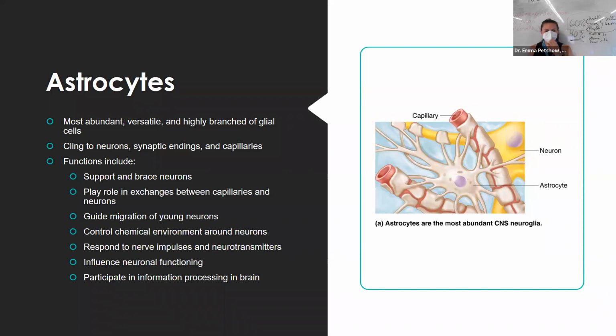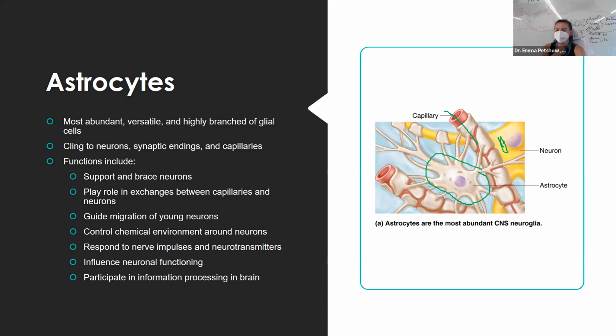So our astrocytes are the most abundant and most versatile glial cell. They're going to cling to neurons. We can see here, this is our astrocyte in the middle, almost looks like a spider. And it's clinging on to our neuron cells. This is a capillary flowing through. So it's clinging on to our neuron cells over here. It's also going to contact synaptic endings and capillaries. So it's a good big communicator.